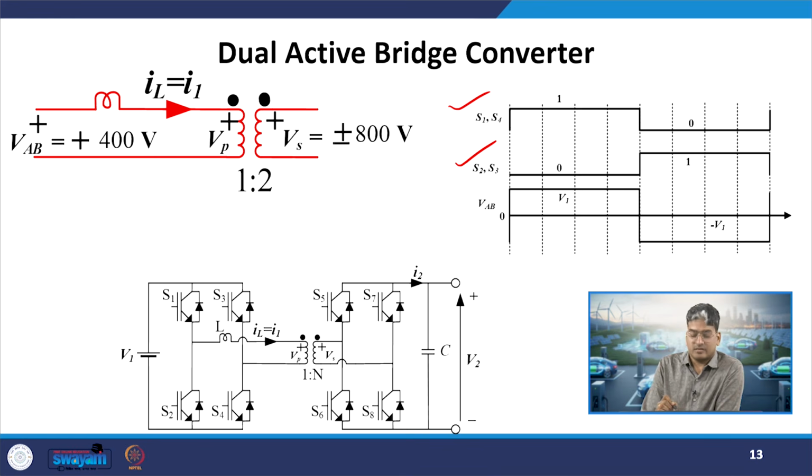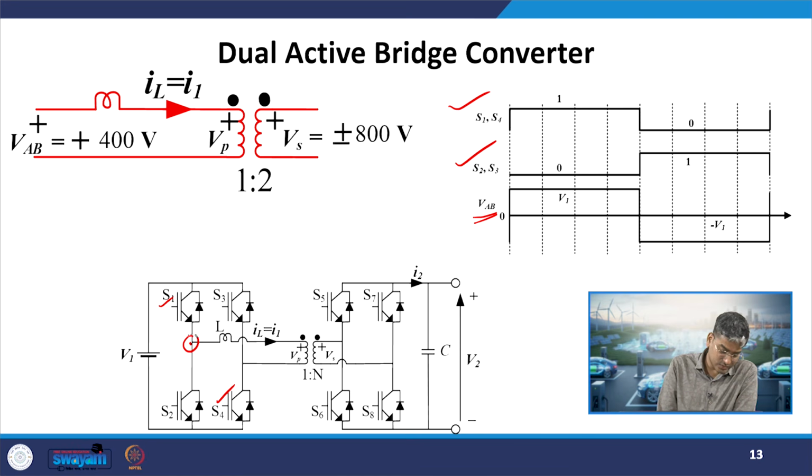So, S1 and S4 will be on for 50% of the time and S2 and S3 will be on for 50% of the time, because in single phase shift control technique we assume 50% duty ratio. Okay. So, now what will be VAB? In this case, when S1 and S4 are on, when this switch and this switch is on, what will be the voltage VAB? So, where is A now?